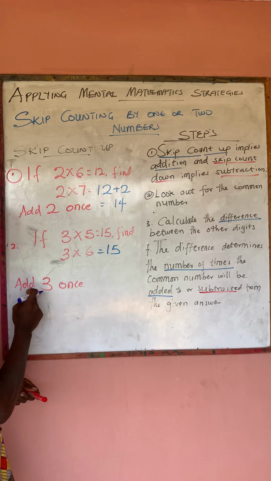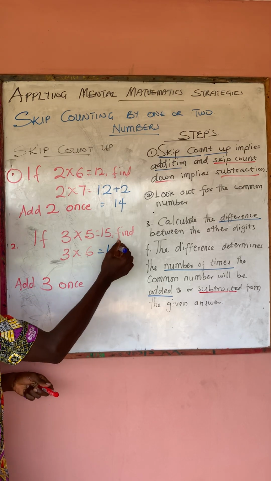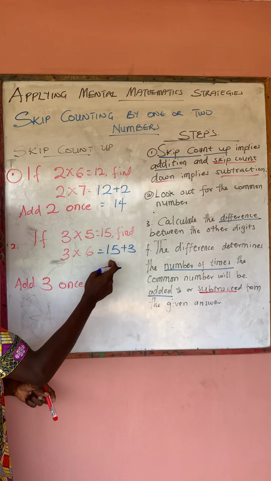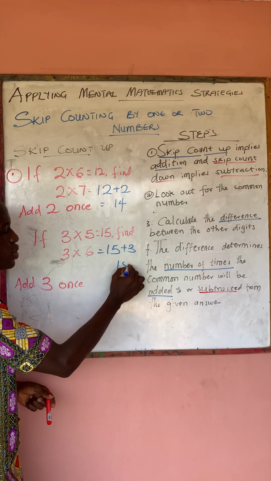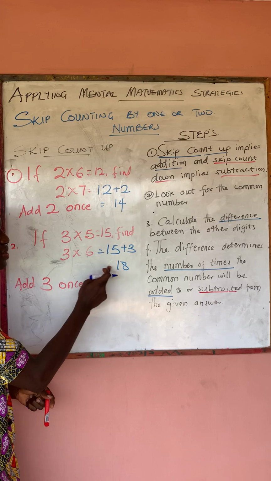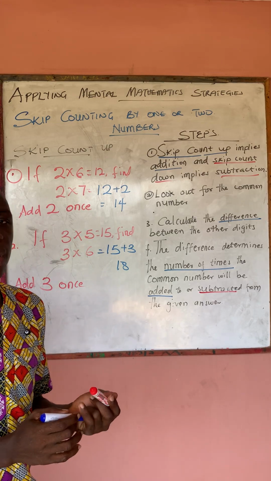15. We have to add 3 once to 15, so plus 3. And 15 plus 3 is equal to 18. That implies that 3 times 6 is equal to 18. I hope you understand it.